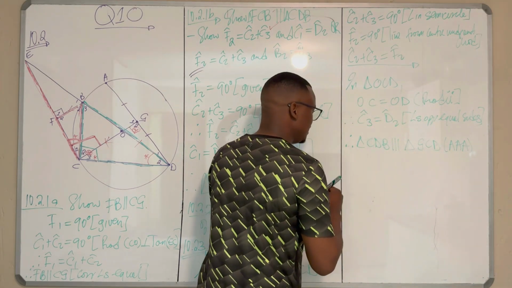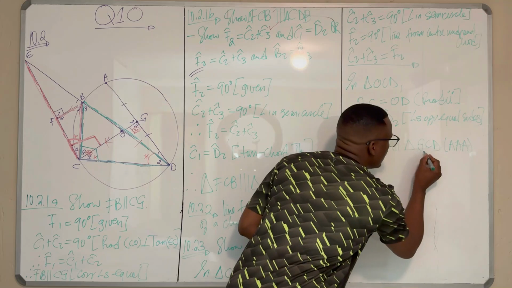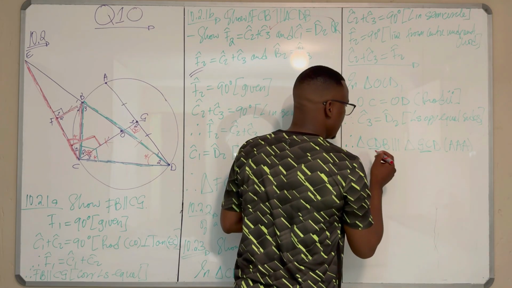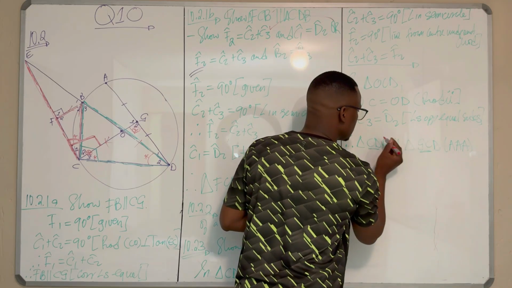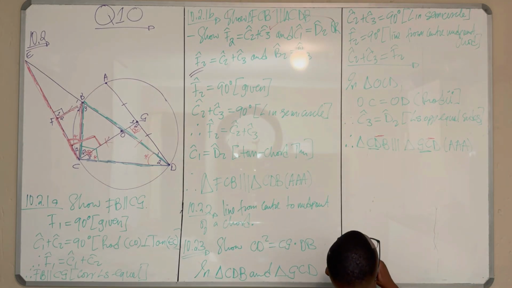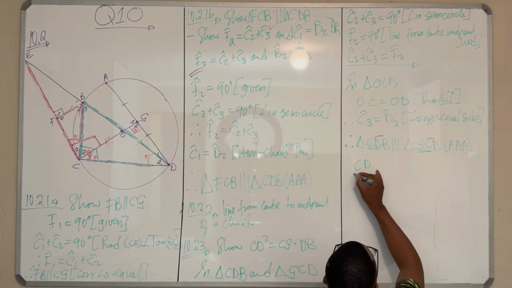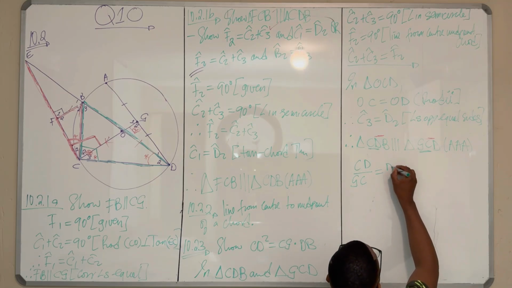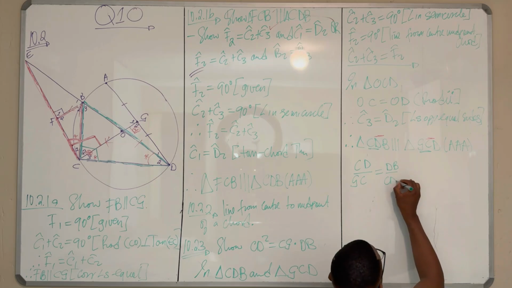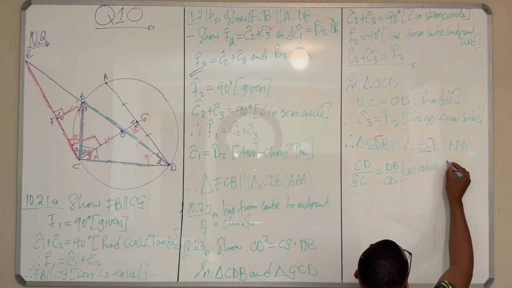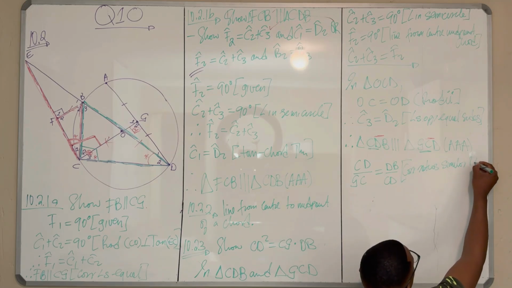So you say you want a CD. You say this part over this part is equal to you want your CD, which is that part over that part. So in that case, we're going to say CD over GC is equal to DB over CD. Why? These are corresponding ratios of similar triangles.